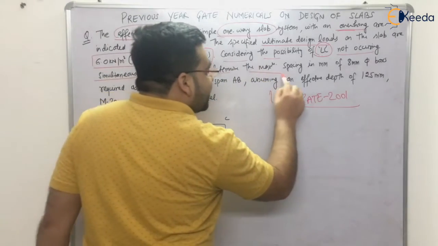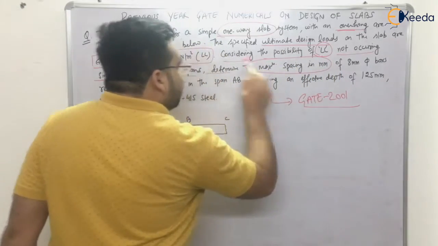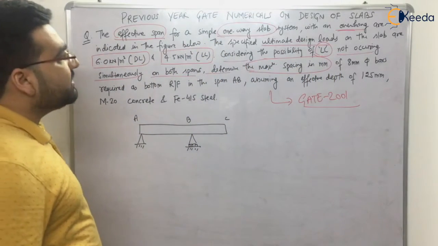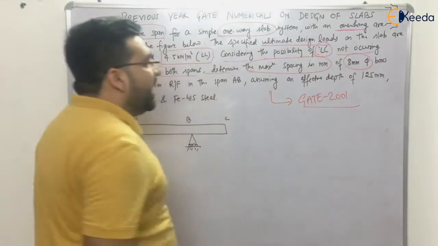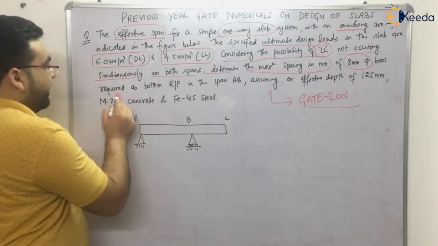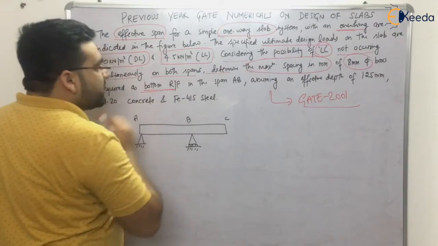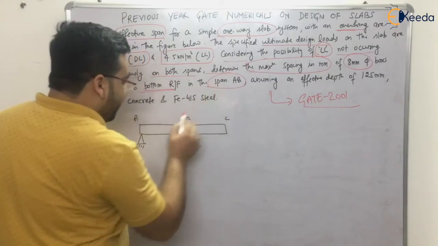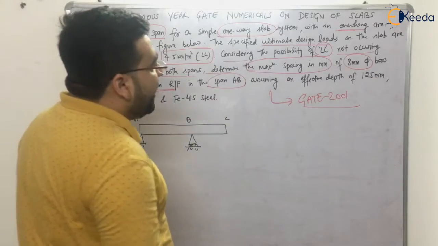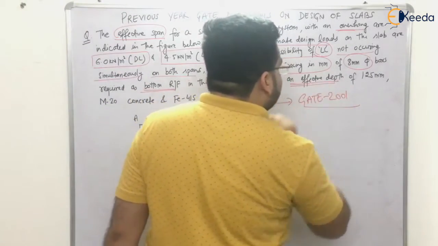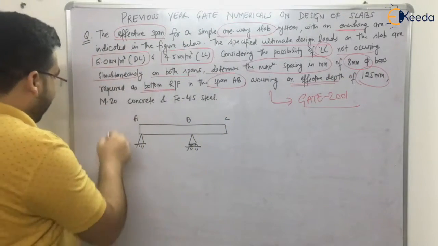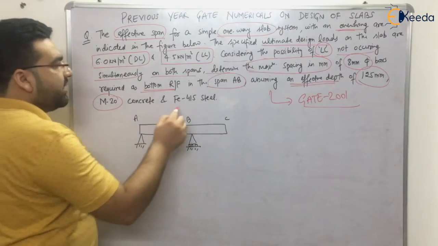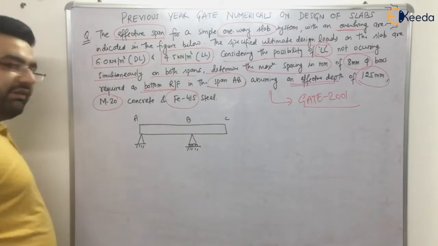Determine the maximum spacing in mm of 8 mm diameter bars required as the bottom reinforcement in the span AB, assuming an effective depth of 125 mm, which is given to us, and M20 grade of concrete and Fe 415 steel are given to us.